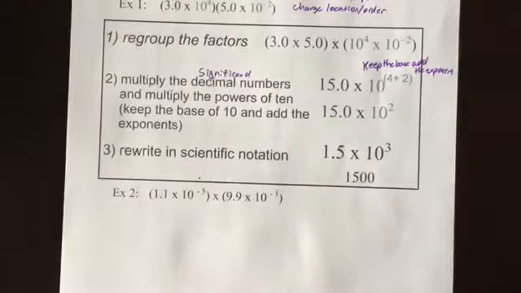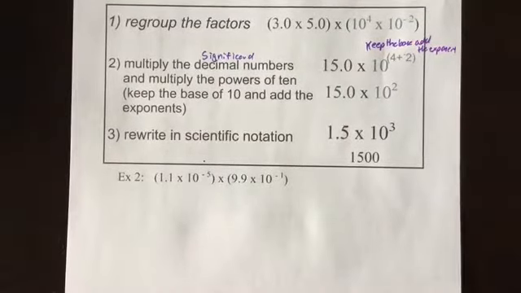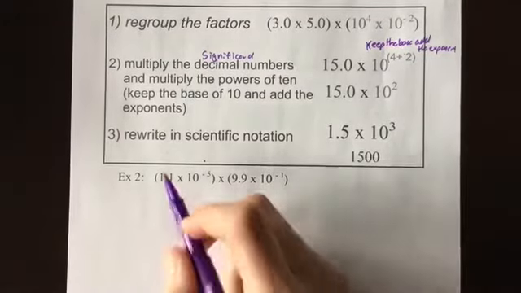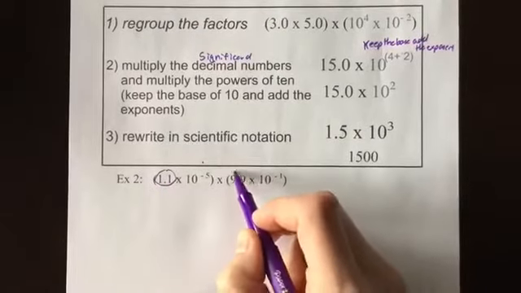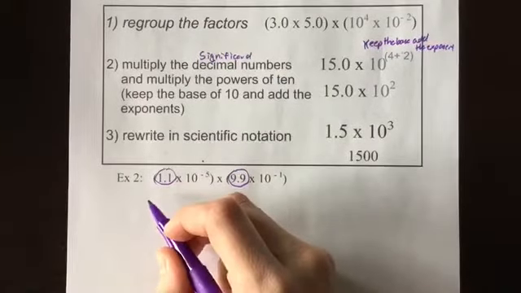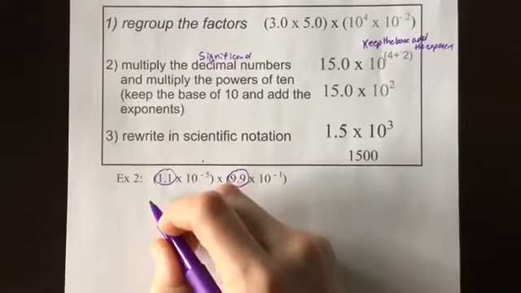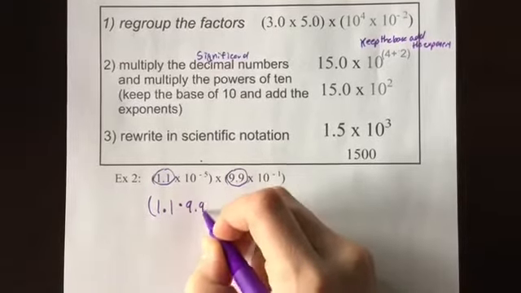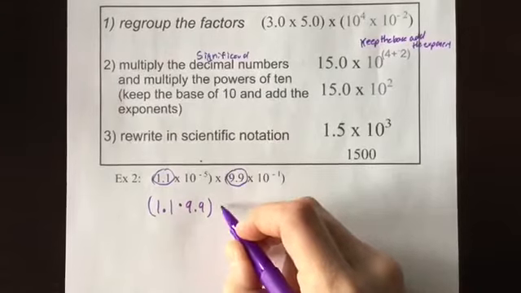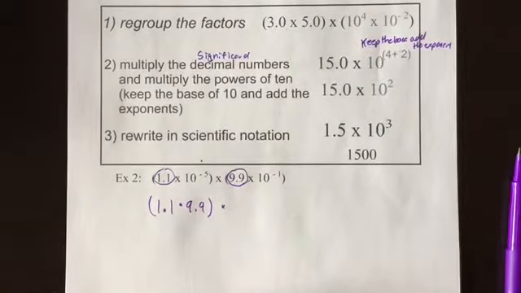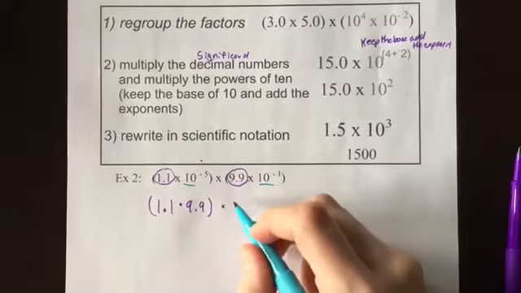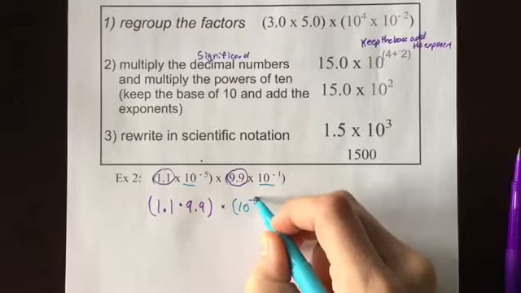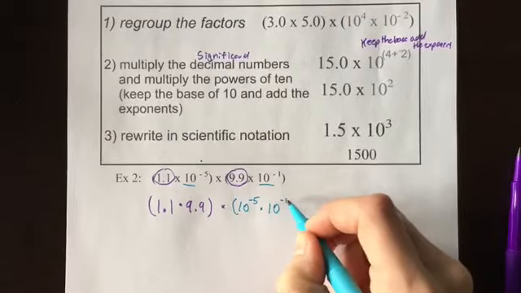Let's do one together. Okay, so we've got 1.1 times 10 to the -5th times 9.9 times 10 to the -1st. So our first step, we're going to regroup our significands together and multiply those. So just using our commutative property. And if you want, you can show it in parentheses, you don't necessarily have to. We're going to do 1.1 times our 9.9. Okay, and then we're going to regroup together our powers of 10, so we can put those in their own group, 10 to the -5th times 10 to the negative first.